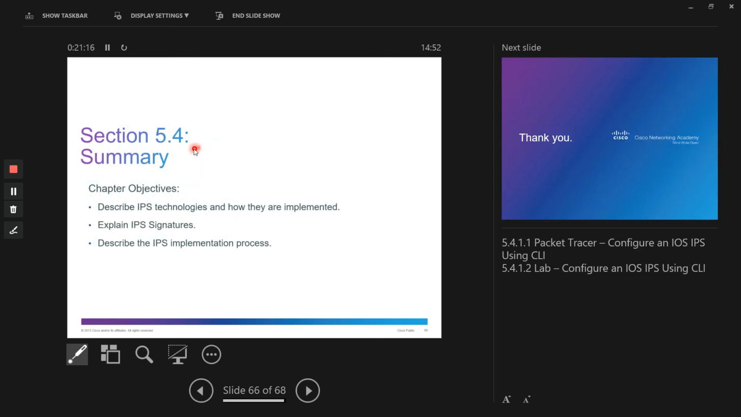Okay, and that's the end of today's section. We described the IPS technologies today and how they are implemented. We explained the IPS signatures and described how the IPS implementation process works.